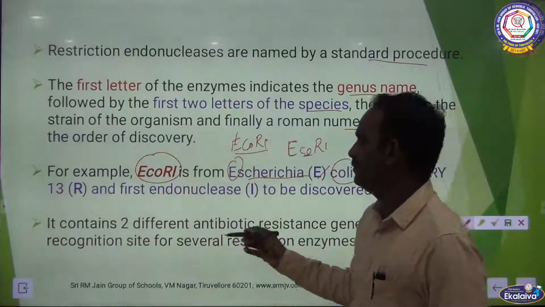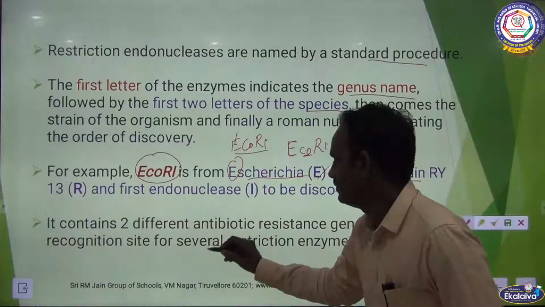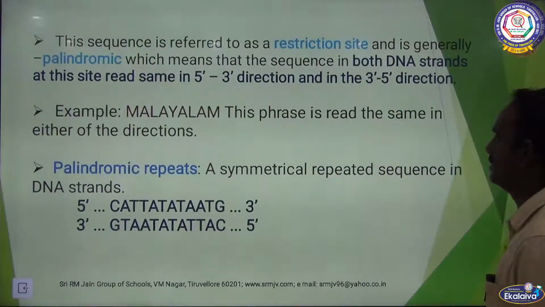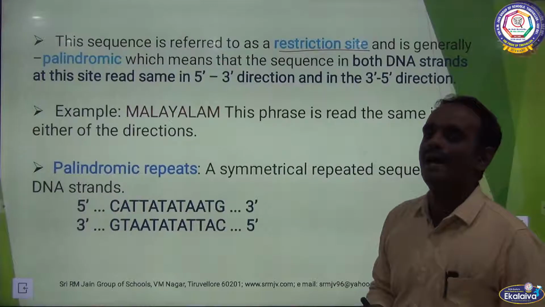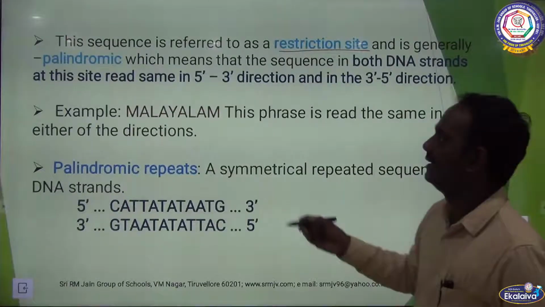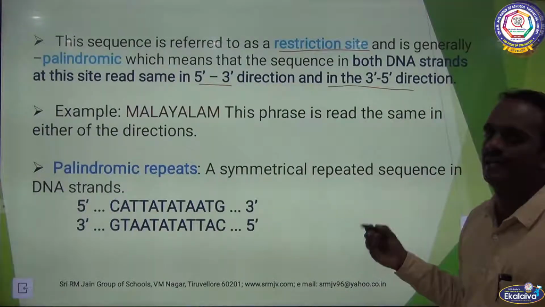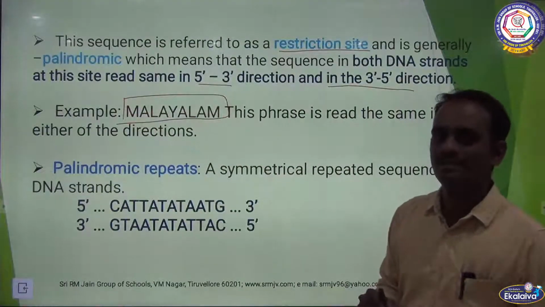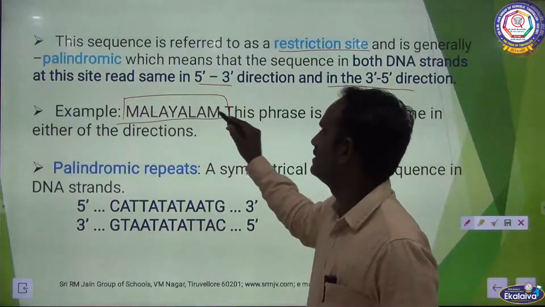It consists of two different antibiotic resistant genes and recognition sites for several restriction enzymes. This sequence is referred to as a restriction site, and it is generally palindromic, which means that the sequence in both DNA strands at this site reads the same in the 5' to 3' direction as well as in the 3' to 5' direction. For example, read this word. What is this? Malayalam. How many letters are there? 1, 2, 3, 4, 5, 6, 7, 8, 9, right?